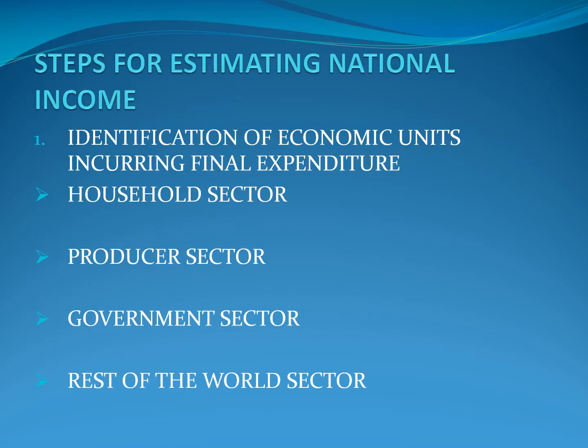Now coming to what are the steps involved in estimating national income according to the expenditure method. The first step is to identify the economic units which make the final expenditure. And for this, we classify our economy into four sectors. The first sector is the household sector. The second is the producing sector or the business sector. Then comes the government sector, and the last sector is the rest of the world sector.